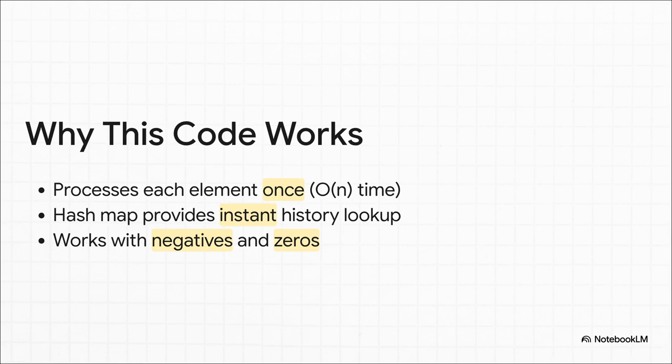And really, the hash map is the hero here. It gives us an instant, we're talking O of 1 way to look up our entire history of sums without ever having to scan through the array again.